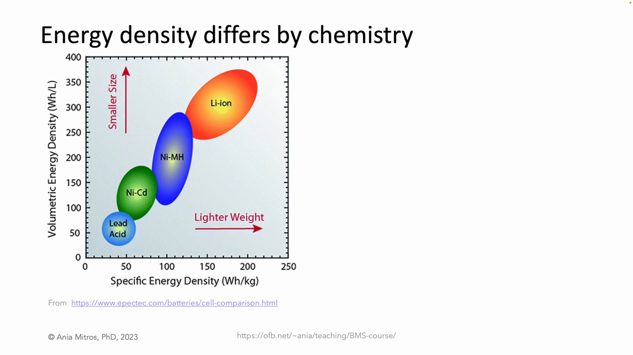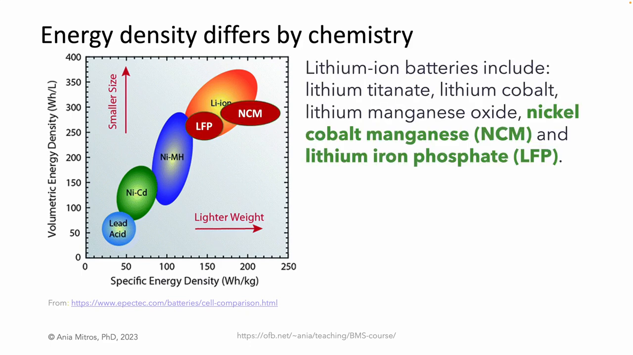The lead-acid battery, commonly used as the 12-volt battery in gasoline-powered cars and invented in 1859, has a relatively low energy density. NiCad and NiMH are both commonly sold as AA size batteries. Lithium-ion batteries dominate the electric car space, largely thanks to their high energy density. Lithium-ion is actually a family of chemistries. Two of the most common for electric vehicles are NCM, nickel cobalt manganese, and LFP, lithium iron phosphate. The F stands for Fe, the periodic table abbreviation for iron.